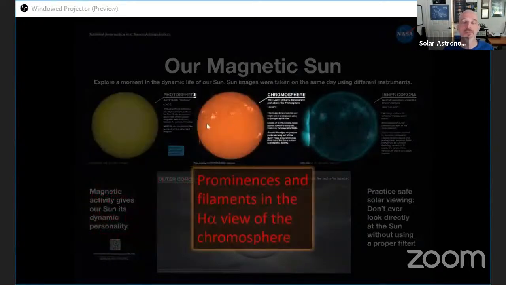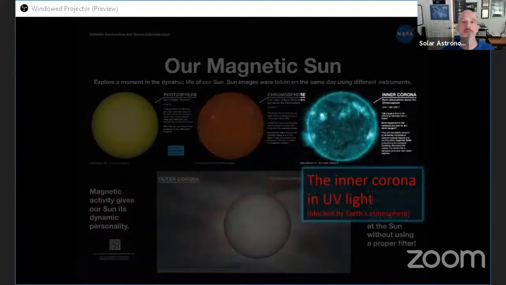Then we have a layer of the sun called the chromosphere. The chromosphere is the atmosphere of the sun, so it's one layer out from the photosphere. And here we find structures called prominences and filaments in what we call the H-alpha view of the chromosphere. And we'll explain all this stuff a little bit more in a second. And then if we step out a little bit more, we get to a place in the sun called the inner corona. This is something that's visible in UV light.